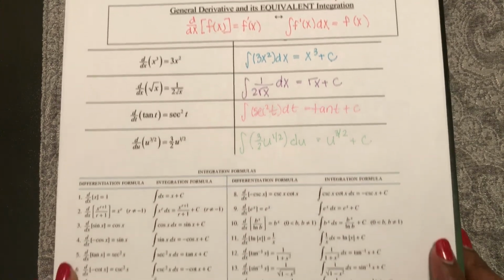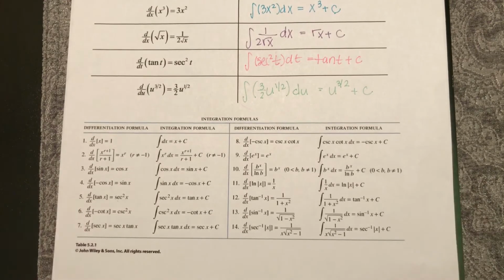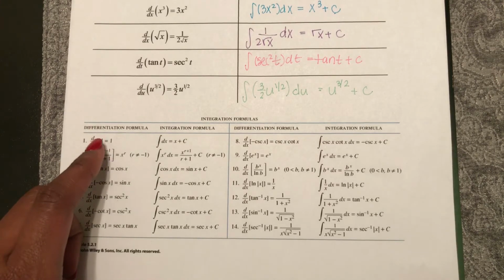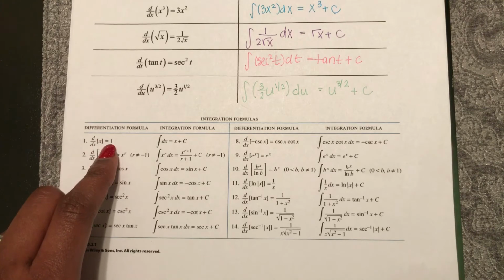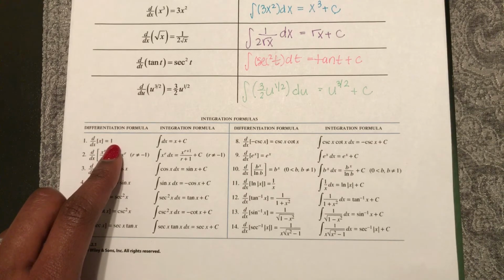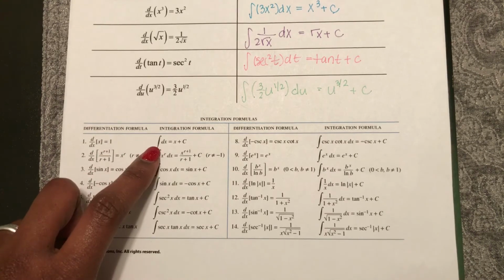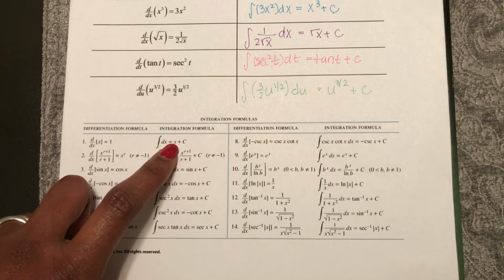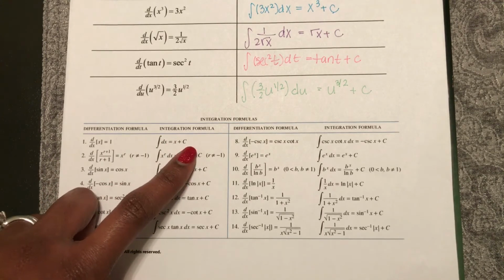Now a couple of rules, more than a couple, that we need to be familiar with connect directly to the derivatives that we have practiced before. The derivative of x is 1. So the antiderivative of dx is x plus c.